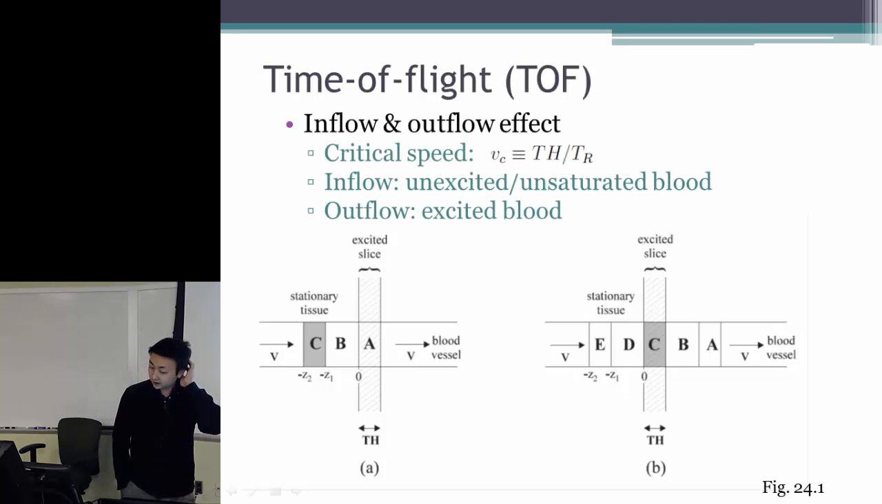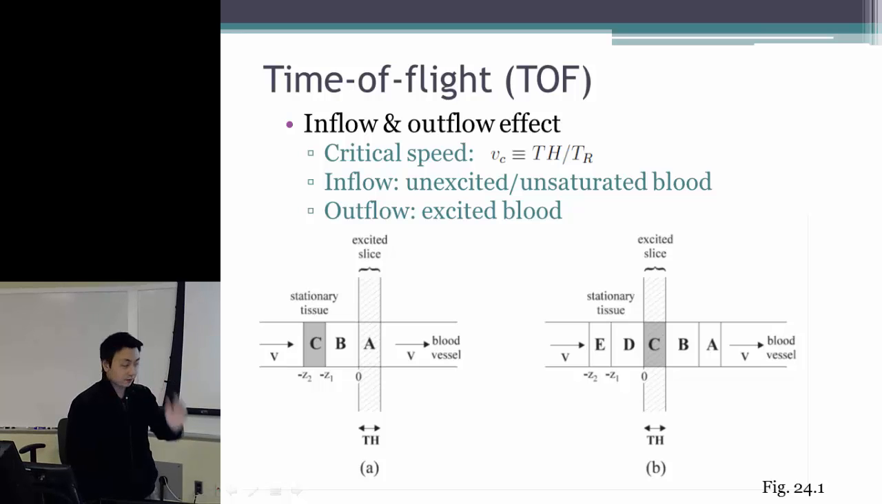Okay, so first let's take a look at the time of flight technique. So time of flight, the flight here means the moving speed of the blood. So let's consider that this is the vessel, and we are doing excitation of a slice. So this is a slice that we excite, which is perpendicular to the vessel. So the blood flow just moves in a perpendicular direction to the slice.